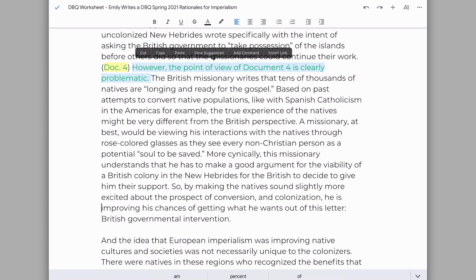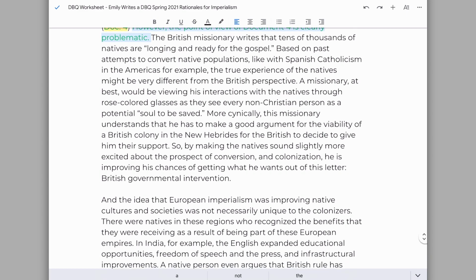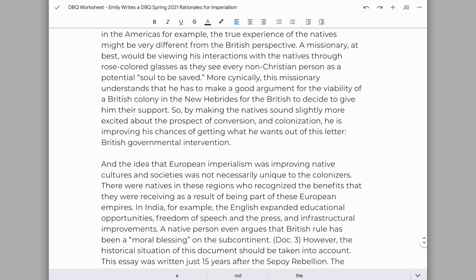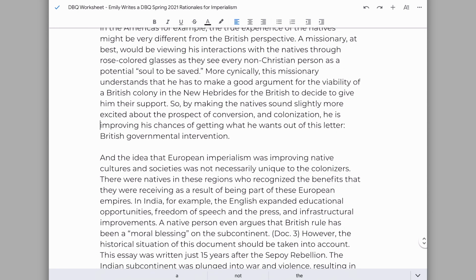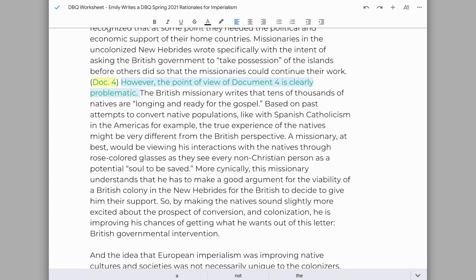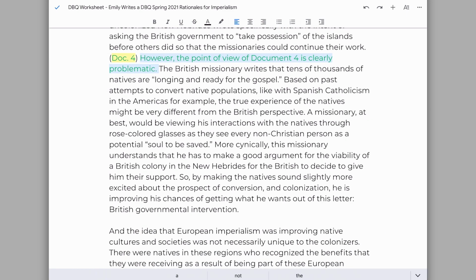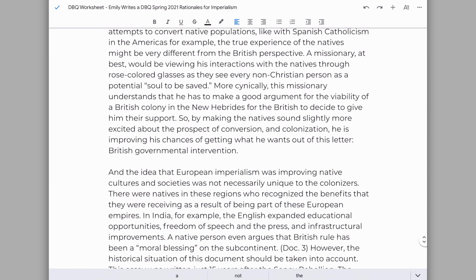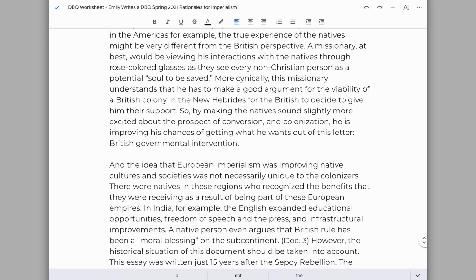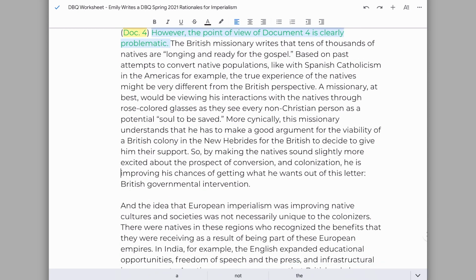So I'll mark that. The British missionary writes that tens of thousands of natives are longing and ready for the gospel, and so on, a missionary at best. So she's interpreting the source for document 4 through the identity of the author. The author is a missionary. He's coming with particular objectives and particular ways of understanding the people groups he's interacting with. Let's see, more cynically, slightly more excited. He's getting what he wants. So she sourced 2 documents very well.